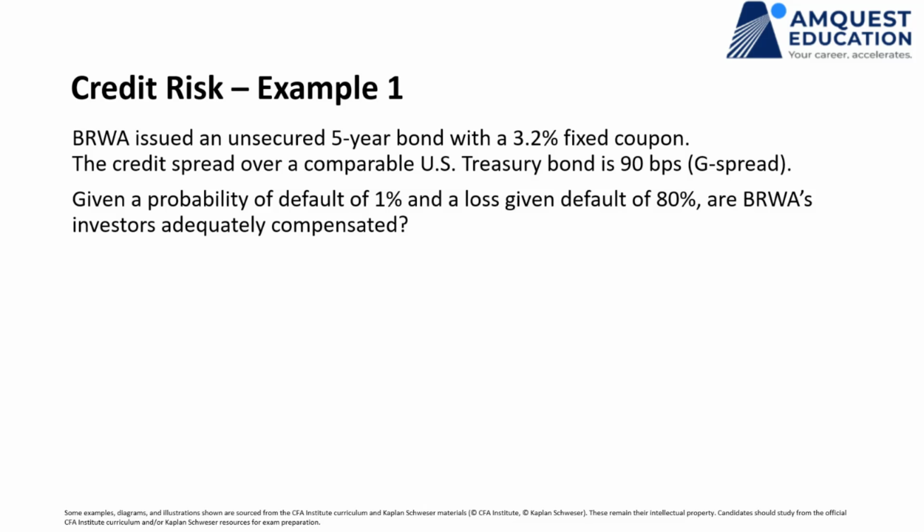BRWA issued an unsecured 5-year bond with 3.2% fixed coupon. The credit spread over US Treasury bond is 90 basis points, the G spread. Remember the government spread. This is telling you that if the corporate bond is trading at 3.2% fixed coupon, the spread over the Treasury bond is 90 basis points. Given a probability of default of 1% and a loss given default of 80%, are BRWA's investors adequately compensated?